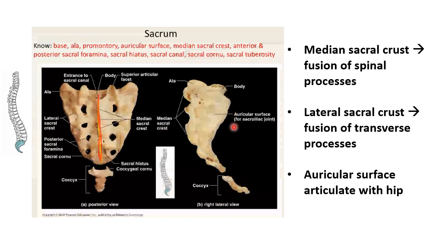Okay, this part right here, the articular surface right here, this is important because it is for attachment with the hip bone. Okay, so this is a part that is kind of concave here, and it's very important for that attachment. Okay, so those are the main things that you have to know about the sacrum.